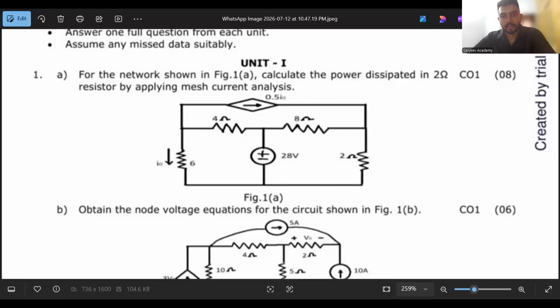So dear student, today we'll be doing the mesh analysis from a previous year paper. So let's see that. To share the page. So this is the first question.